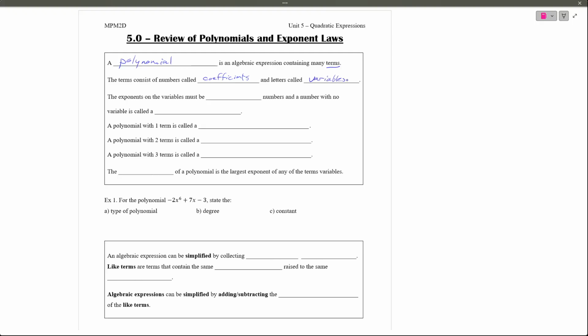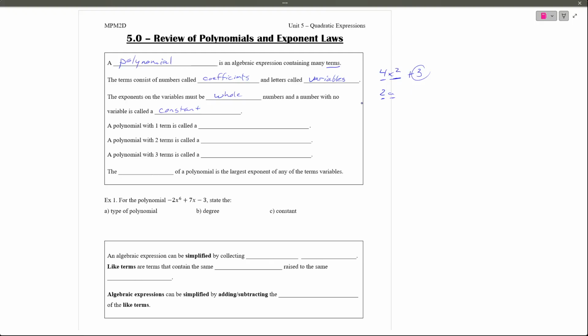So a given term in an expression might be something like 4x squared. This would be the coefficient, and here would be the variable over here. Another one might be something like 2a. 2 would be the coefficient, a would be the variable. So the exponents on the variables for a polynomial, they have to be whole numbers. Now, they could be positive, they could be negative, but they do have to be whole numbers. And a number with no variable is called a constant. So, for example, if I had an expression 4x squared plus 3, the 3 would be a constant. It has no variable attached to it.